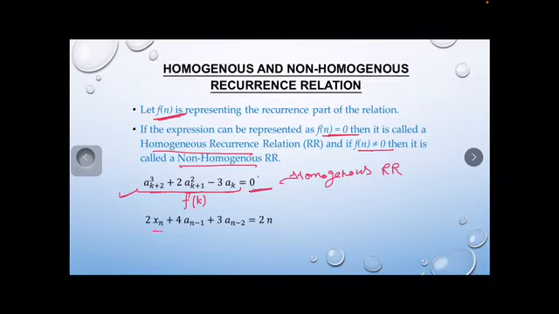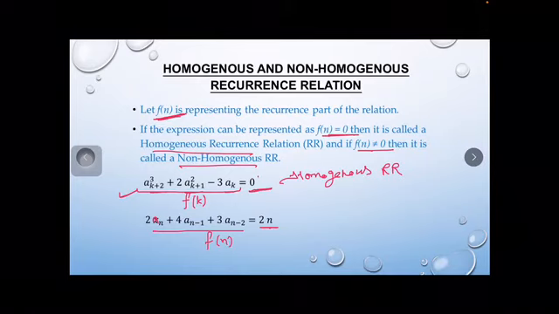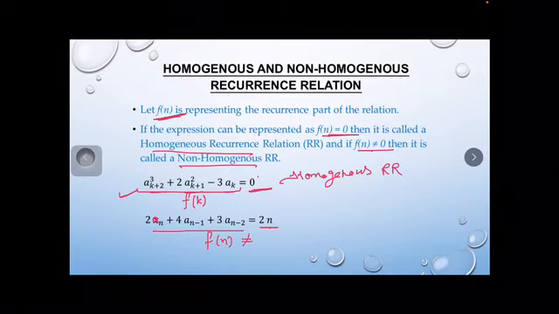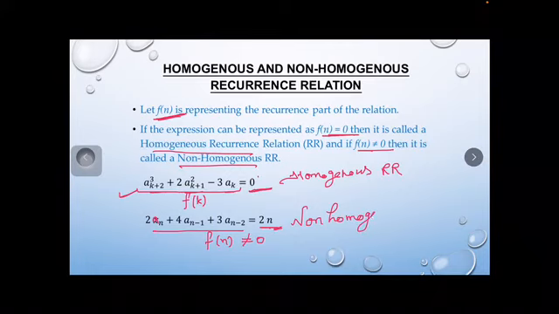And here you see that these are the recurrence terms, a_{n-1} and a_{n-2}, equal to 2n. So this is our fn, but here fn is not equal to 0, so this is the non-homogeneous recurrence relation. This is the non-homogeneous recurrence relation.